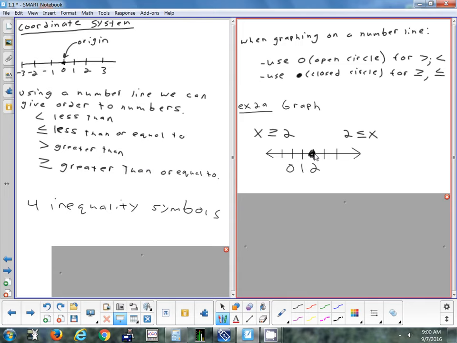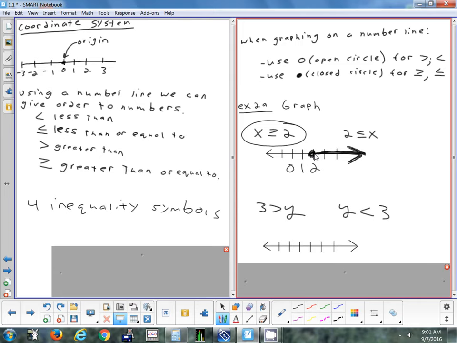And now, the one on the left and the one on the right are exactly the same thing. Okay? I would prefer if you write it this way. Technically, what's on the right isn't wrong. But if you write it this way, with the variable on the left, number on the right, the inequality sign tells you which way to shade. Okay? You're shading everything greater than 2. So bigger than 2. If you write it the other way, then the inequality sign tells you the opposite way to shade. Okay? So try to stick with variable on the left, number on the right.